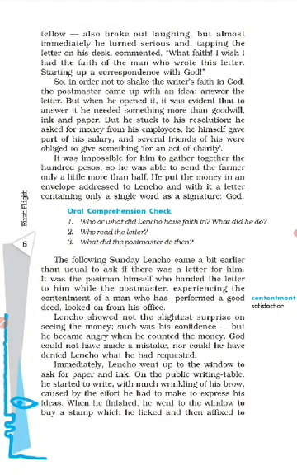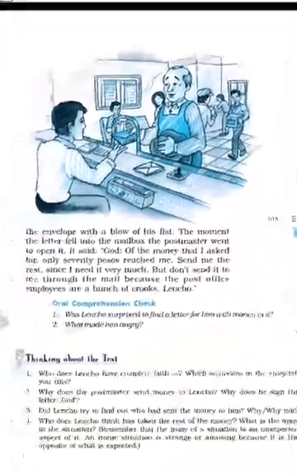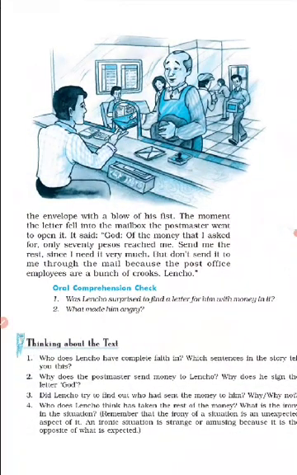When he finished, he went to the window to buy a stamp, which he licked and then affixed to the envelope. He is in an angry mood, so he just licked that stamp and affixed it to the envelope with the blow of his fist. Why the blow of his fist? Because he is writing in anger. And why is he in anger? Because the money was less.